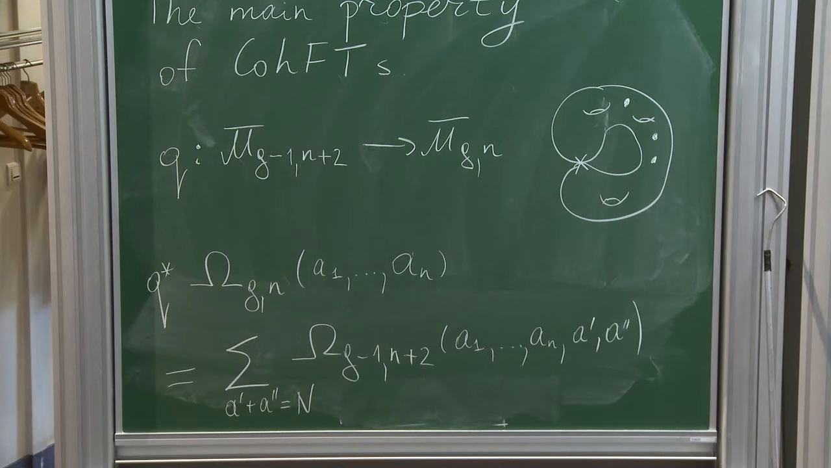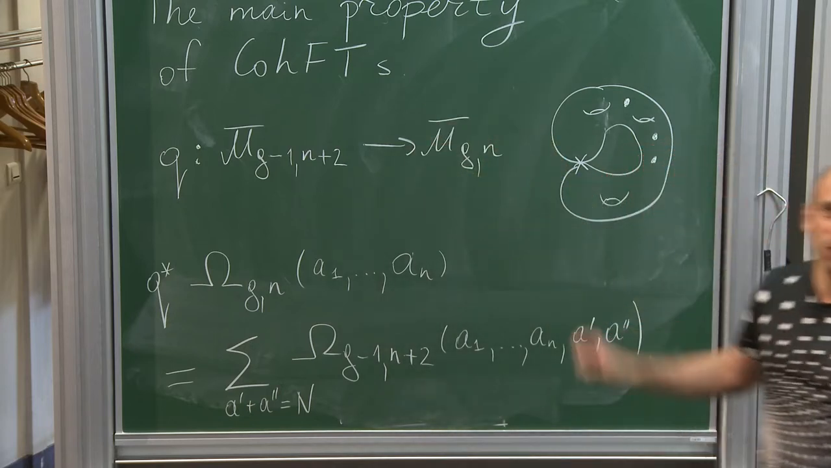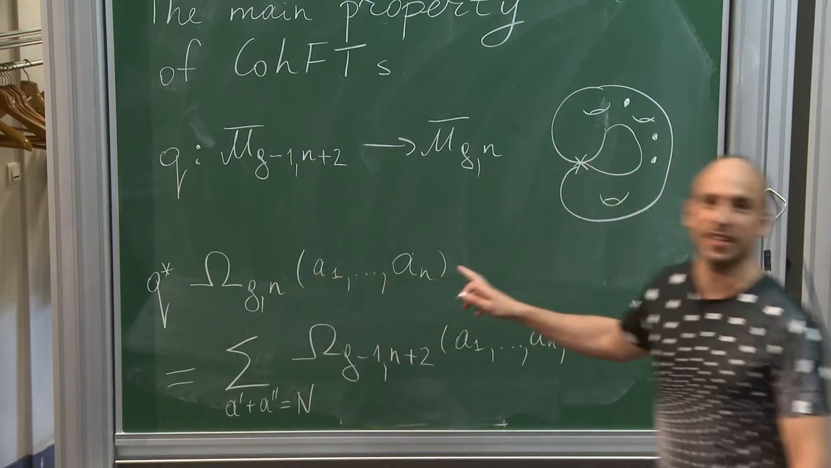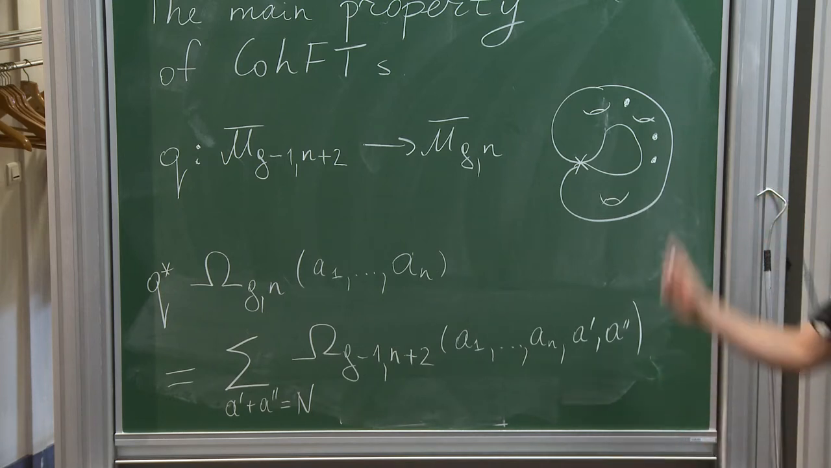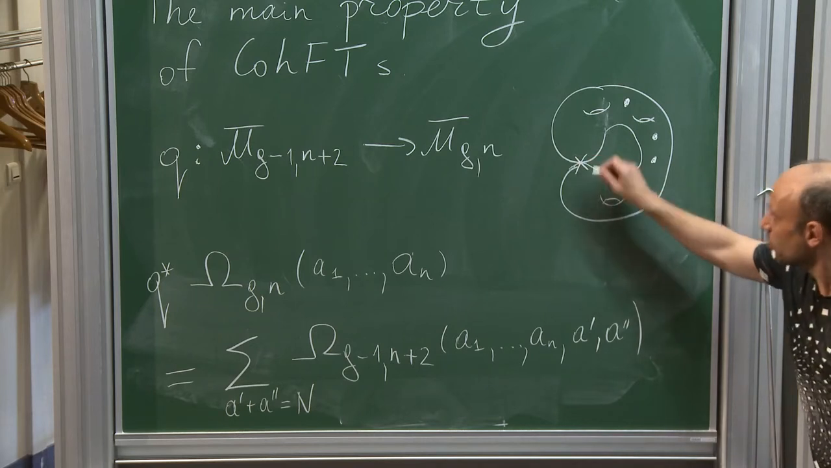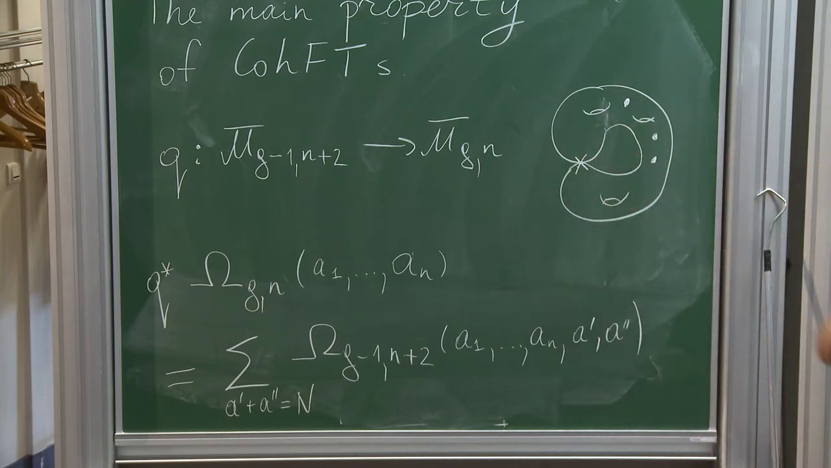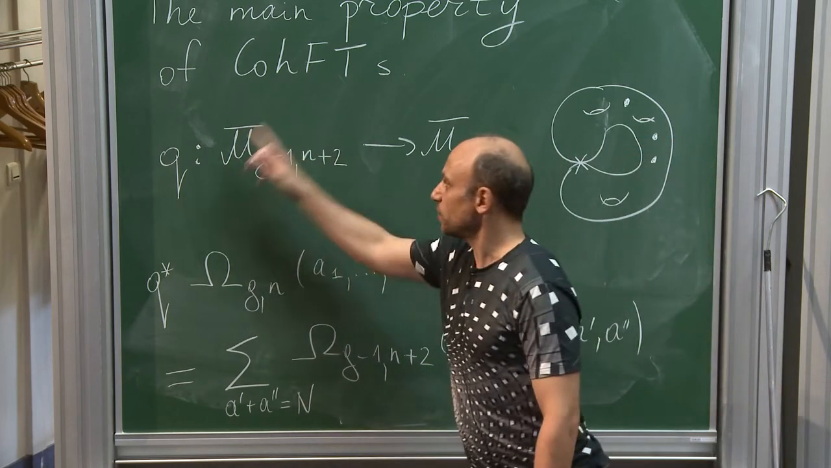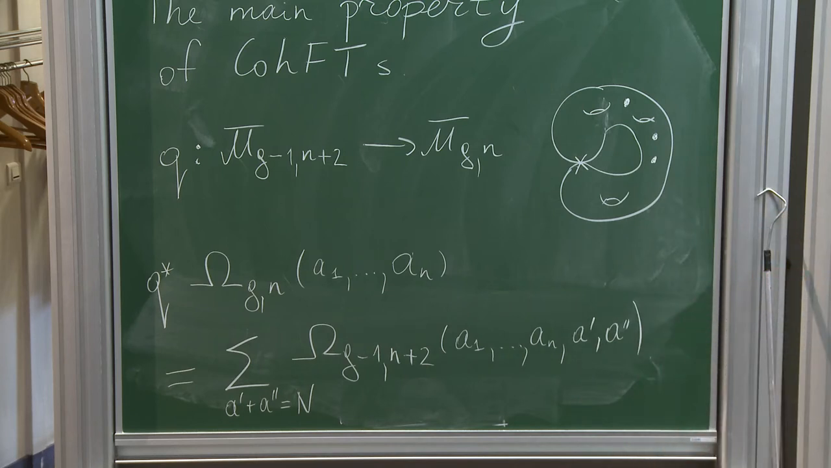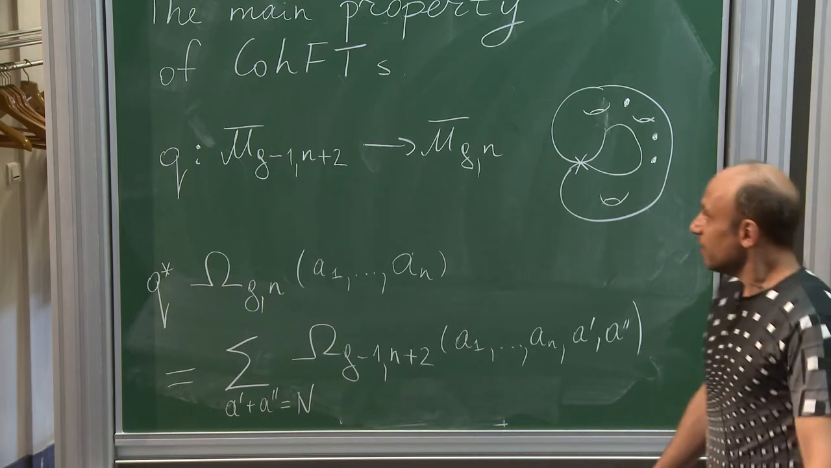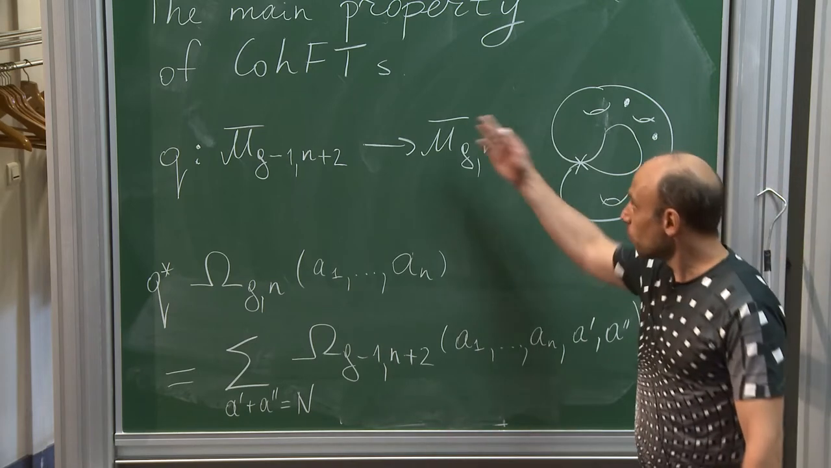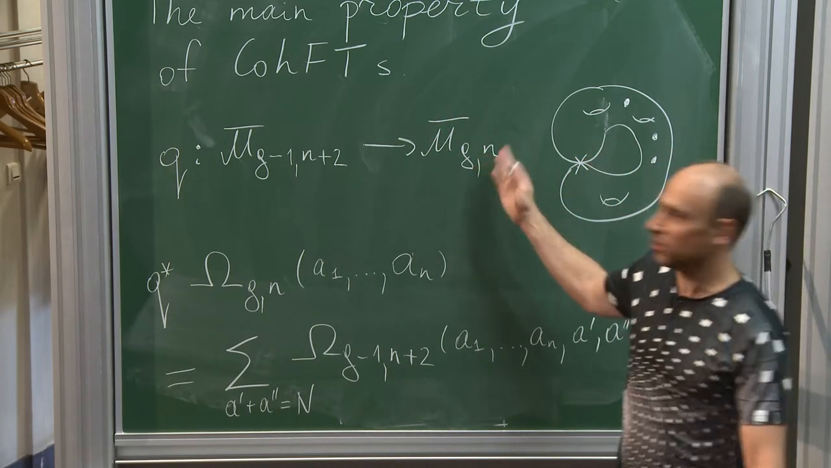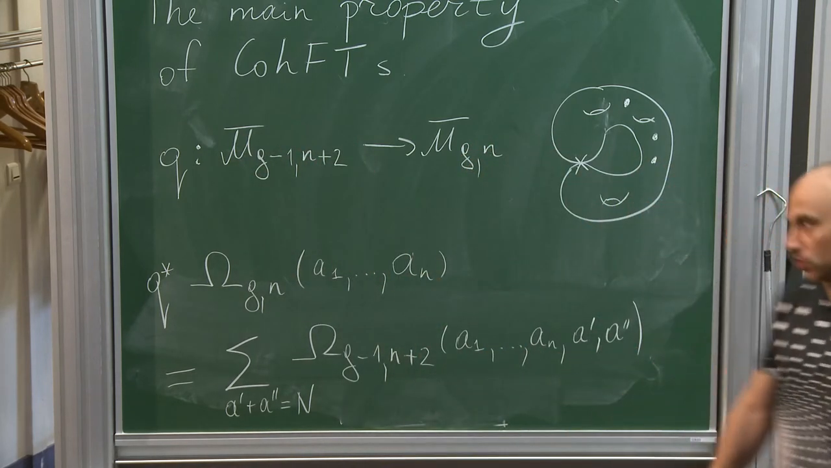So let me say it again. You have this moduli space M_{g,n} bar, on which you have a cohomology class omega_{g,n} of a1 through an. Then you restrict this cohomology class on a boundary divisor composed of nodal curves with one node. And you see that this boundary divisor is actually almost isomorphic to another moduli space. And on this moduli space, you also have cohomology classes given by the same cohomological field theory, because the cohomological field theory gives cohomology classes on all moduli spaces. So the axiom tells you that the pullback of the cohomological field theory on the bigger moduli space is equal to the cohomological field theory on the smaller space.